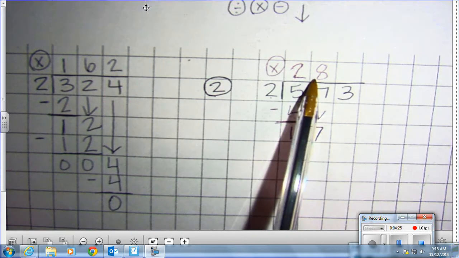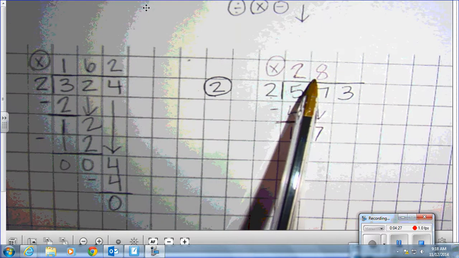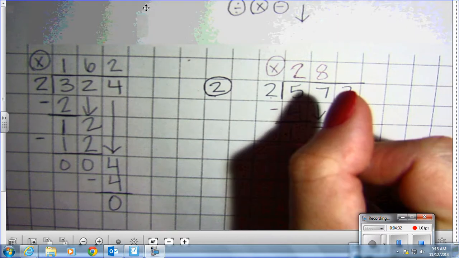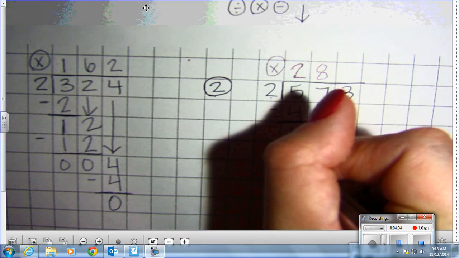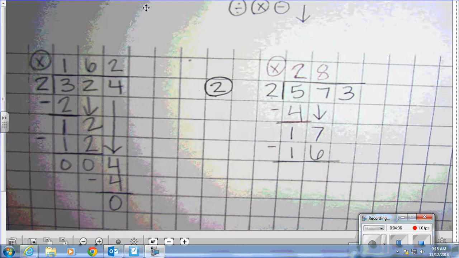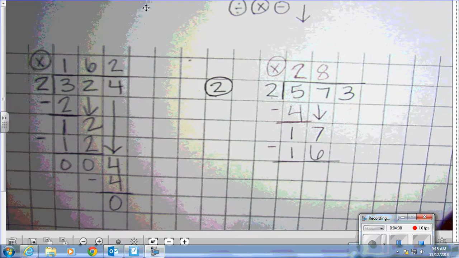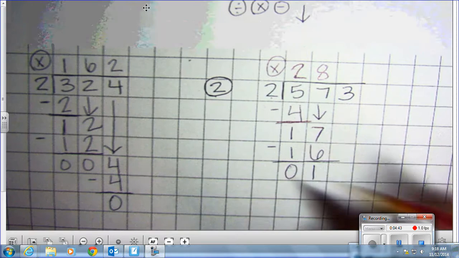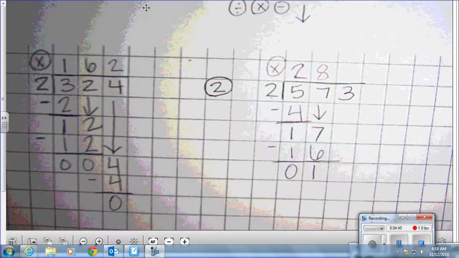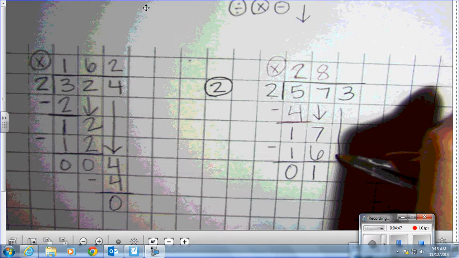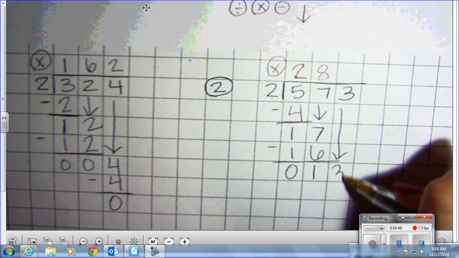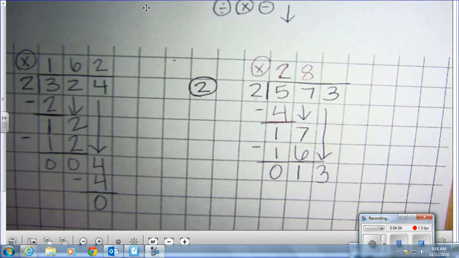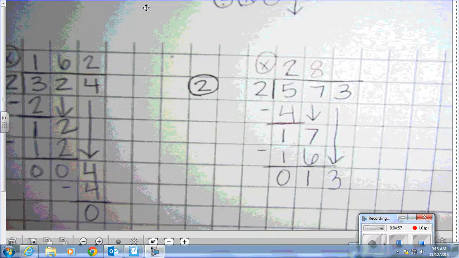So that's my division part. Now I multiply. 8 times 2 is 16. I divided, multiplied, now I subtract. So I get 1. And now I bring down. Notice how I bring it all the way down so that I have a brand new number. And what is my brand new number? 13. Okay.